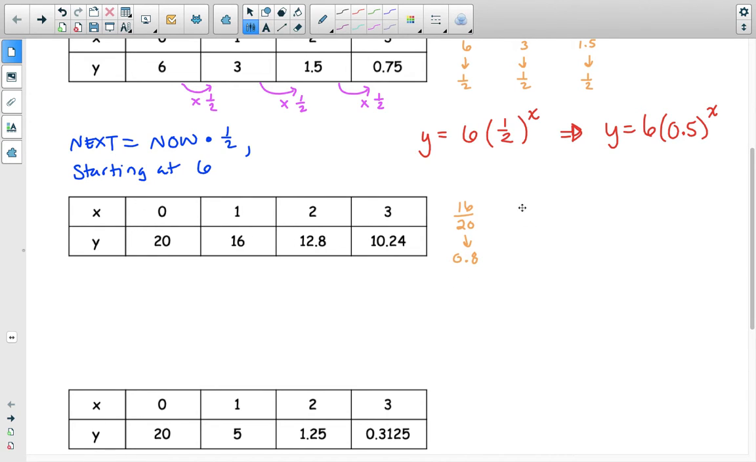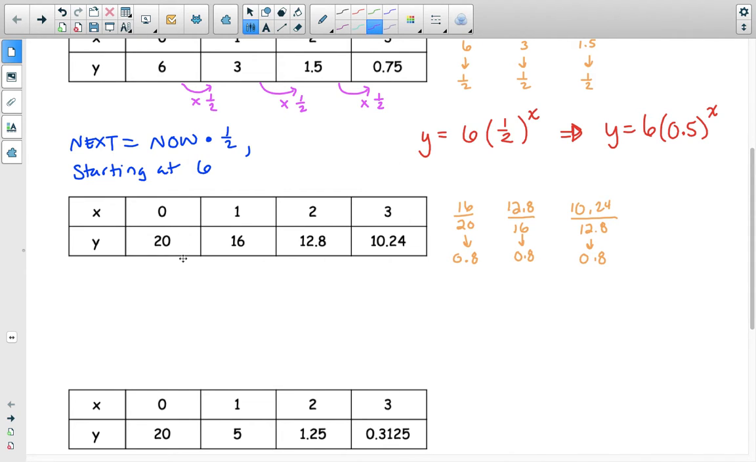Then we take the next one of 12.8 divided by 16, the previous y value, and we get 0.8 as well. The last one is 10.24 divided by 12.8, and we get 0.8. So all three of these are the same value and they're all smaller than 1. That means that this is decay.